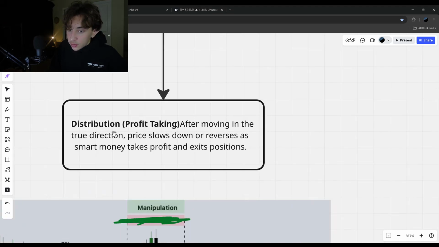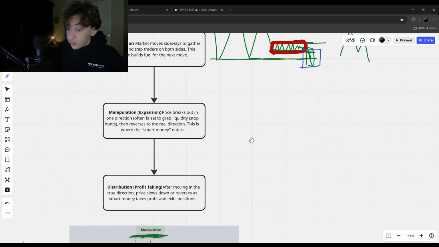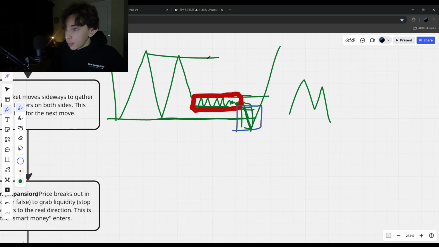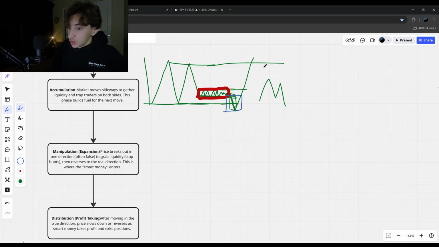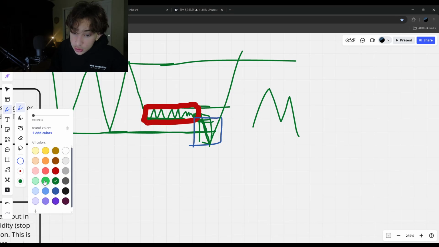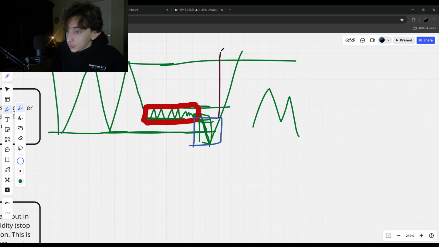So after moving in the true direction, price slows down or reverses, and that is exactly what happens. Manipulates, right? We're looking for distribution now. What the market does is go up, all the way back up here to where price was originally supposed to move in this zone. It's broken down into these three phases. Accumulation, we already went over it. Manipulation, and finally, distribution. Distribution is probably like all this.